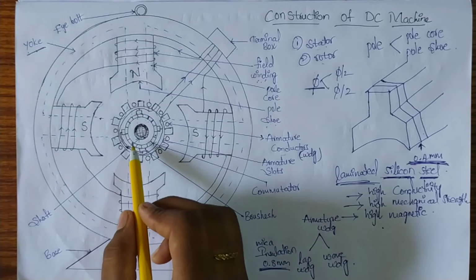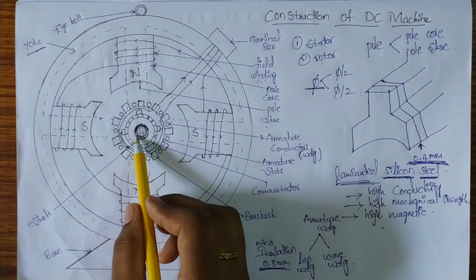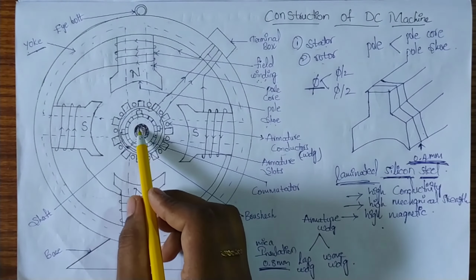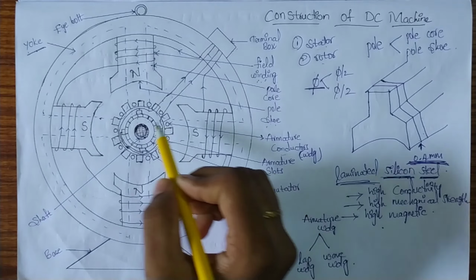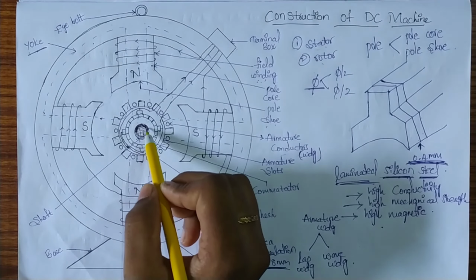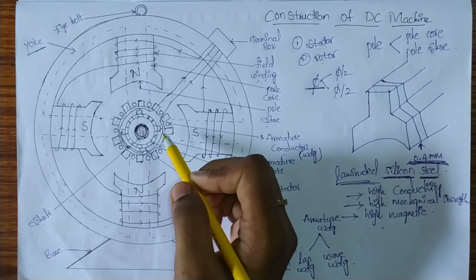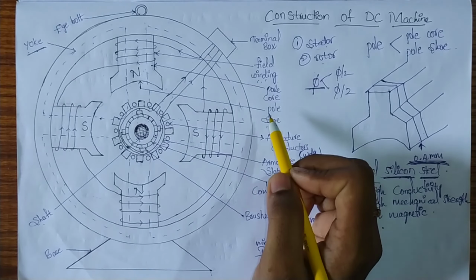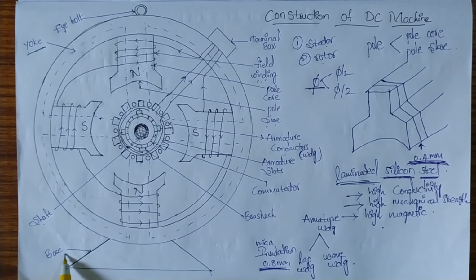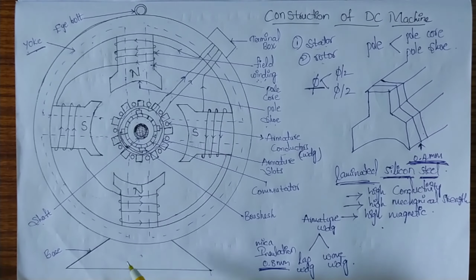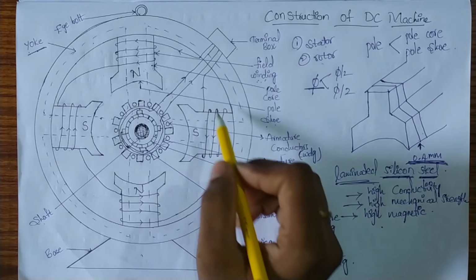And next, this is the shaft. You can observe here that this is the shaft. The shaft holds the entire machine, and the main function of this shaft is to transfer the mechanical power from one machine to another machine. And next, you can observe that this is the base. The main function of the base is to provide mechanical support to the entire machine.